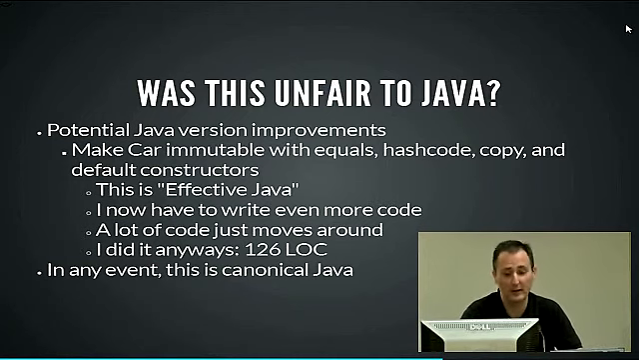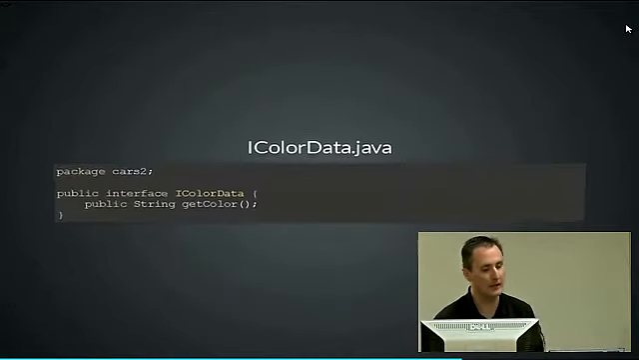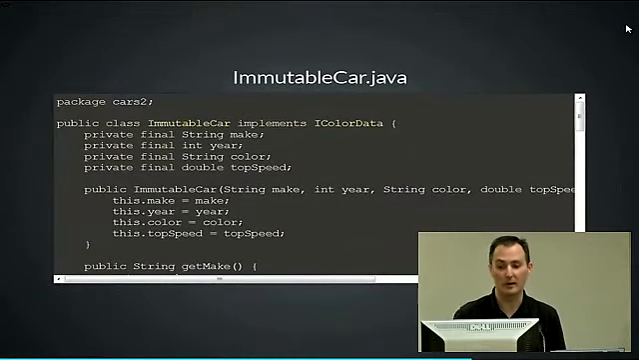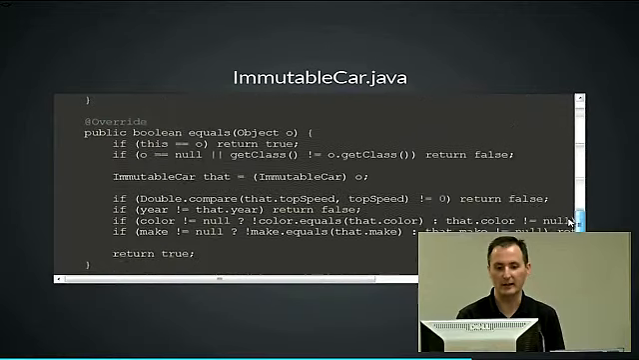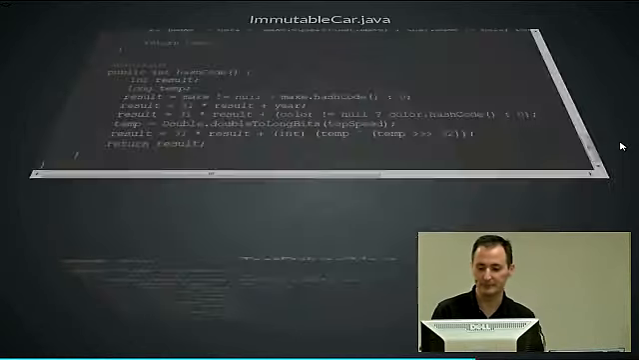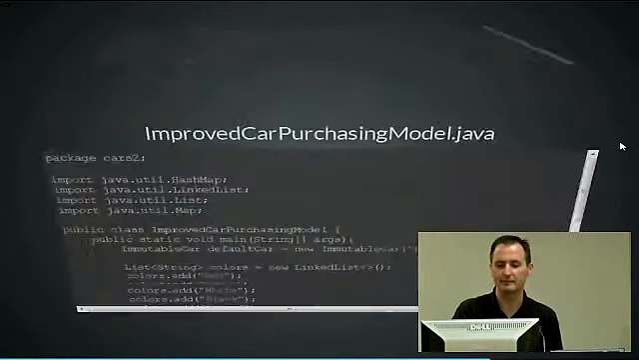In fact, it's more code, 126 lines of code. Either way, either solution is pretty standard Java. Just for grins, I've included in here so you can look at it offline: IColor, data. Here's an immutable car, for which, fortunately, I have an IDE to generate all these ugly hashCode and equals methods. You just get that for free with other languages. The test driver is pretty much the same. It takes an IColor instead of a car.